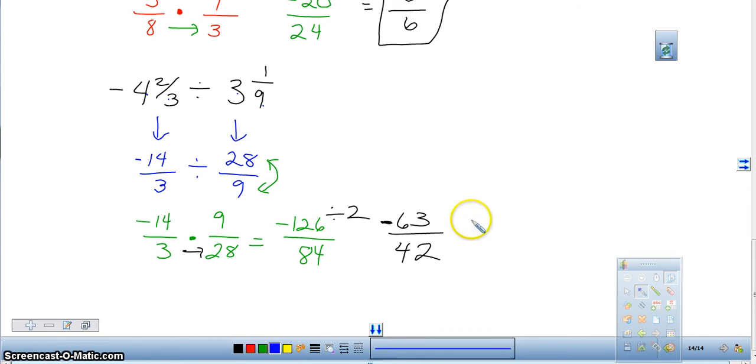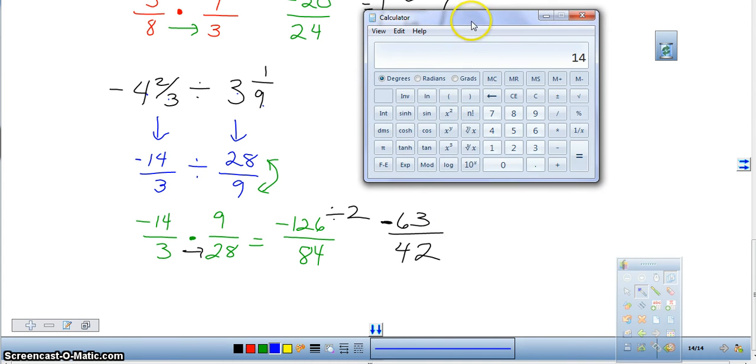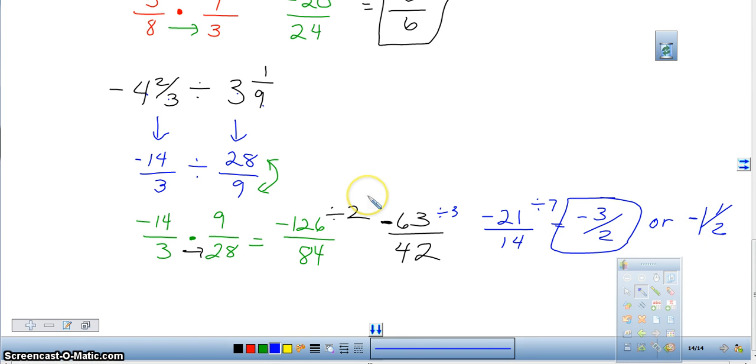Now what I can do is change this one. Actually, I wonder if I can divide by 3. Let's see. 63 divided by 3 is 21. 42 divided by 3 is 14. Okay. So I can keep going on this one. If I divide by 3, I get negative 21 over 14. Then if I divide by 7, I get negative 3 over 2, which I can leave as the answer, or that would be negative 1 1/2. Okay, that's it.